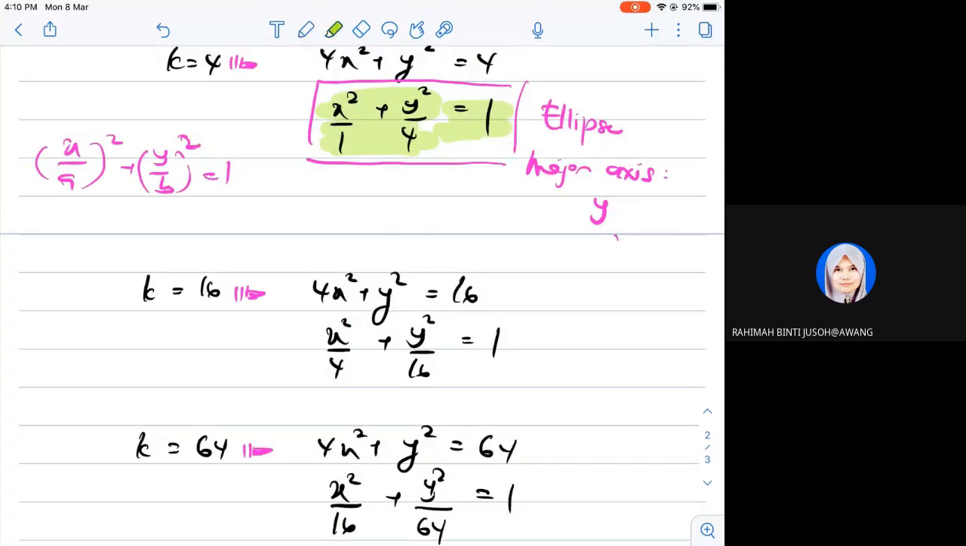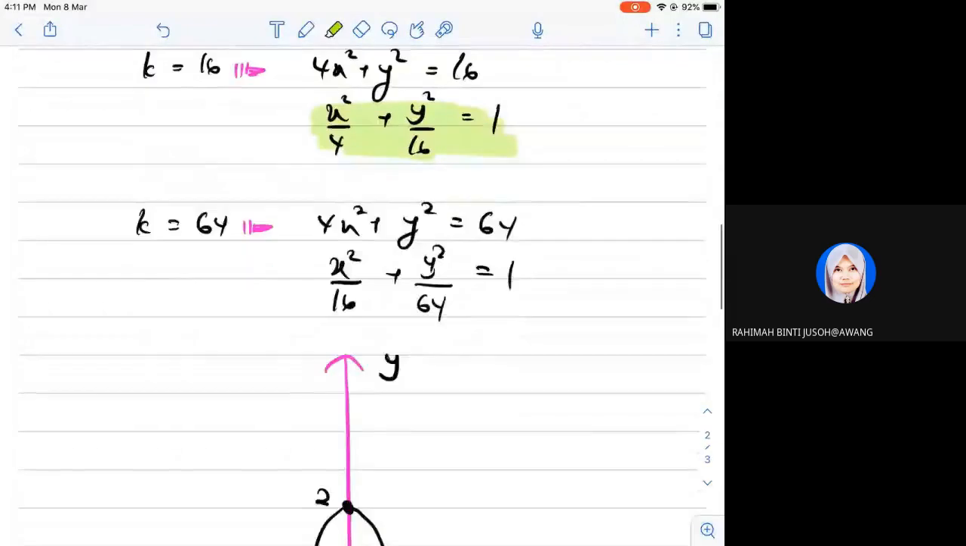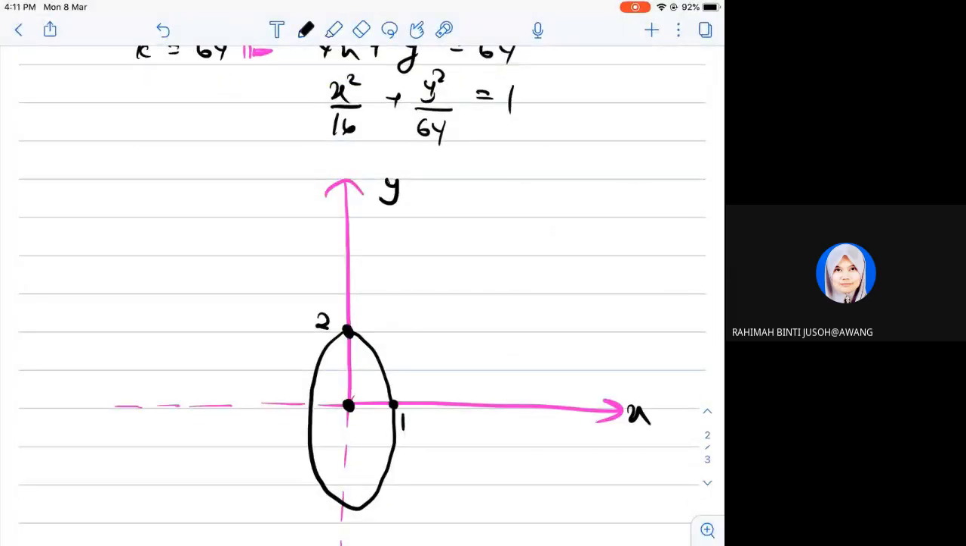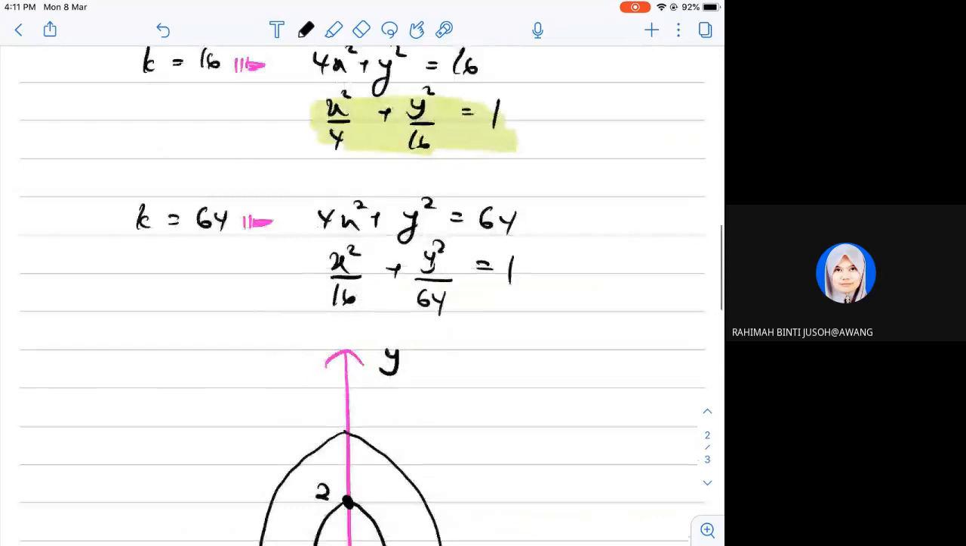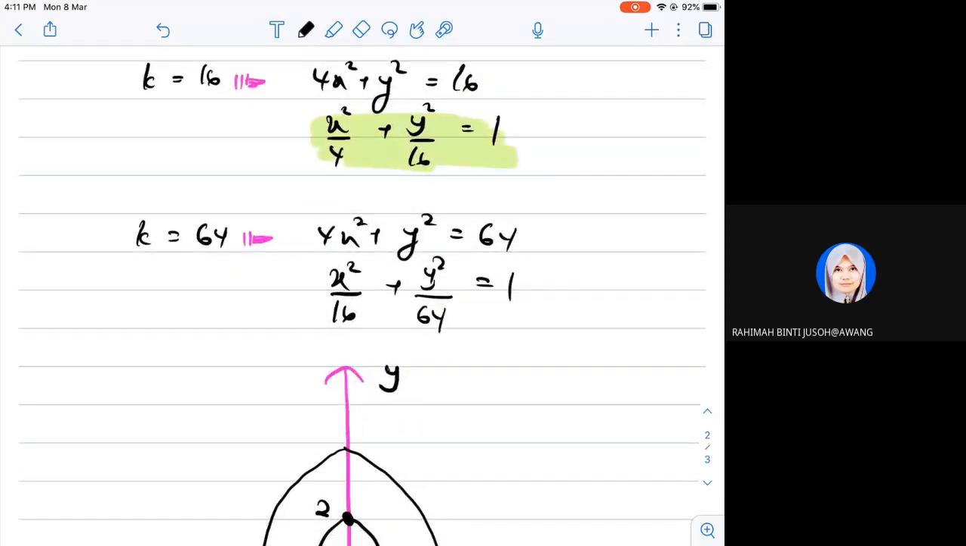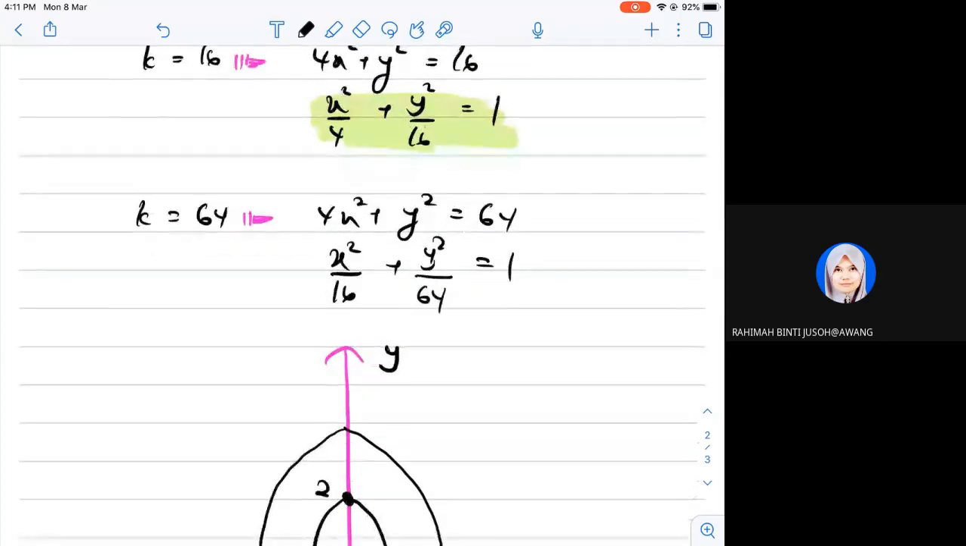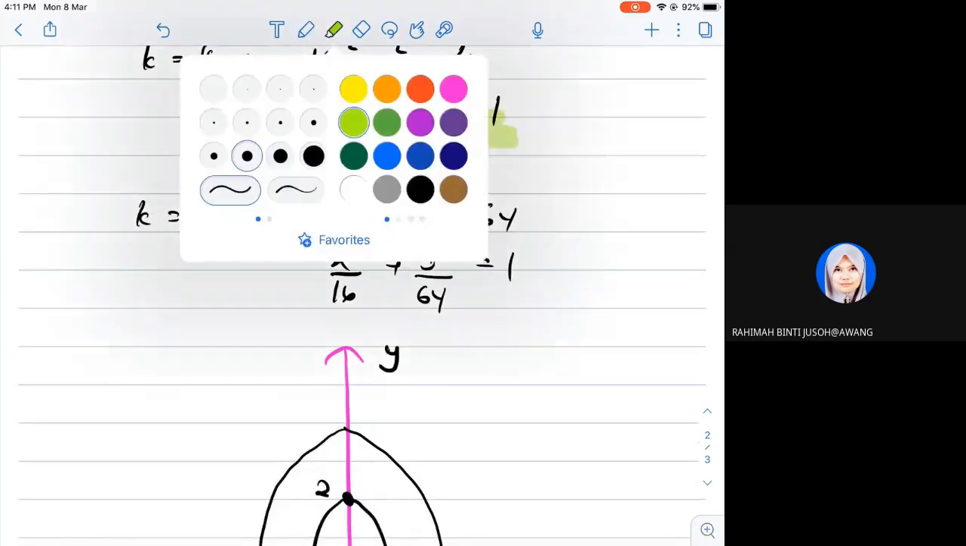Next, this equation, again, we have an ellipse, and the major axis is y. So the second ellipse should be like this, should be greater than the first ellipse, like this. And the values here, we will have x axis should be, apa nilai dia ni?